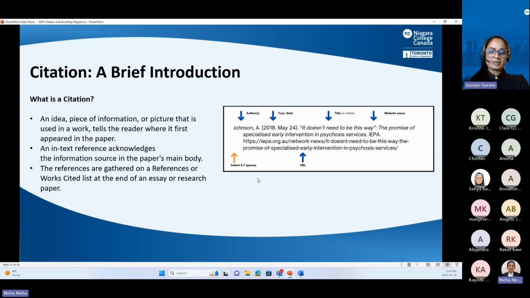So as you can see here, we have an example of an in-text citation that is following the APA style, where the citation is indented 5 to 7 spaces. It begins with the author's last name, the year it was published, and then the title and where it was accessed from. So in this case, it was a website, so this includes the URL address of the source.